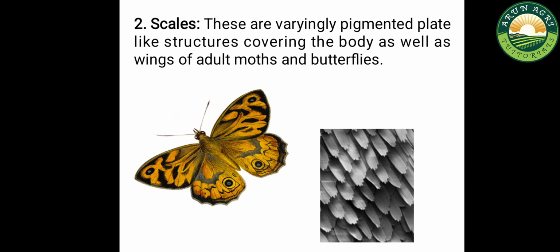Next is scales. These are variously pigmented plate-like structures covering the body as well as the wings of adult moths and butterflies. Lepidoptera. Lepidoptera means scaly wings. So it is nothing but an outgrowth of the insect integument.